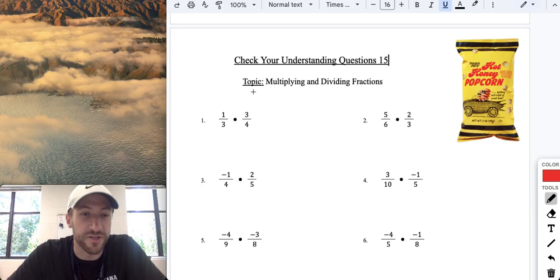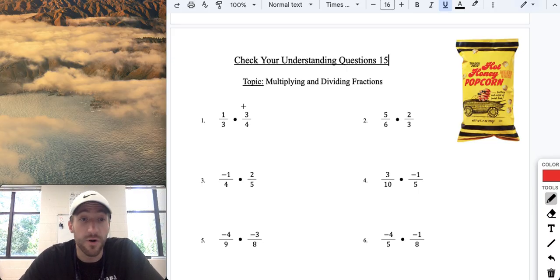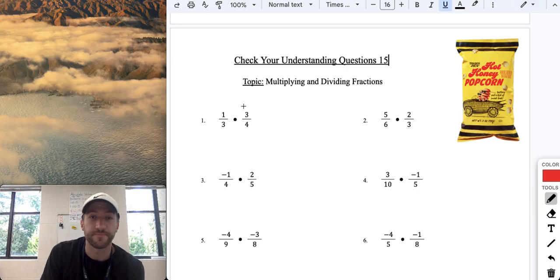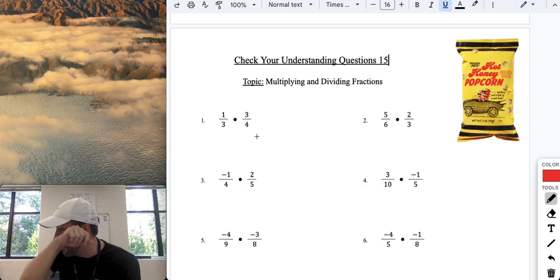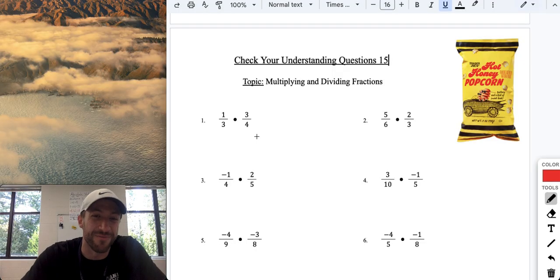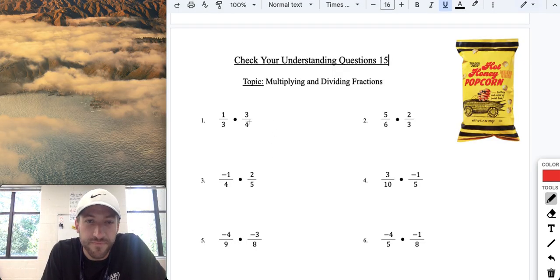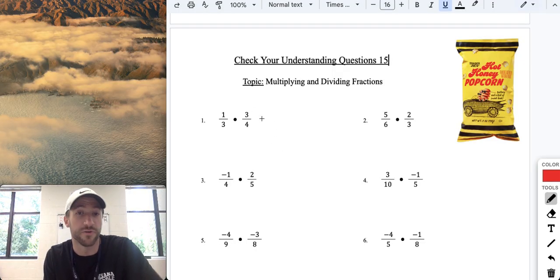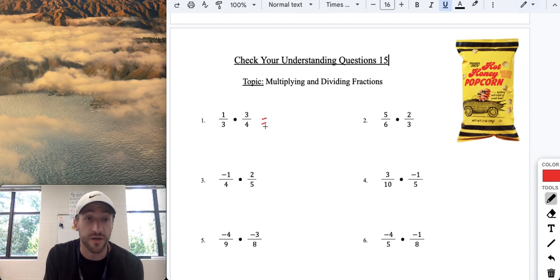Whenever we multiply fractions, we don't have to worry about denominators, multiples, nothing like that. All we're worried about is multiplying across the top and multiplying across the bottom. So 1/3 times 3/4. All we're going to do is multiply the numerators. 1 times 3 gives us 3. And multiply the denominators. 3 times 4 gives us 12.